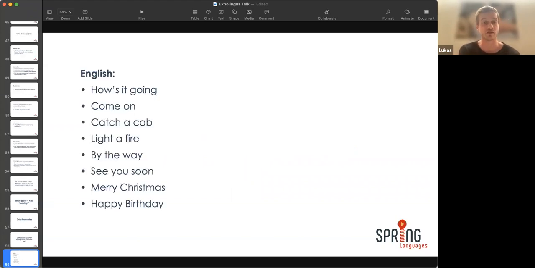To give you some more examples of chunks in other languages too, I'll give you some in English here, just to give you a better idea of what chunks are and how you can recognize them. And in a minute, we'll see even more. In English, we say, how's it going? That's a good chunk. Come on, that's another chunk. You catch a cab, right? You don't jump a cab. You don't get on a cab. You get in a cab, but you don't get on a cab. You light a fire. By the way, all of these units of meaning and these prefabricated word units or word chunks are all very good examples.